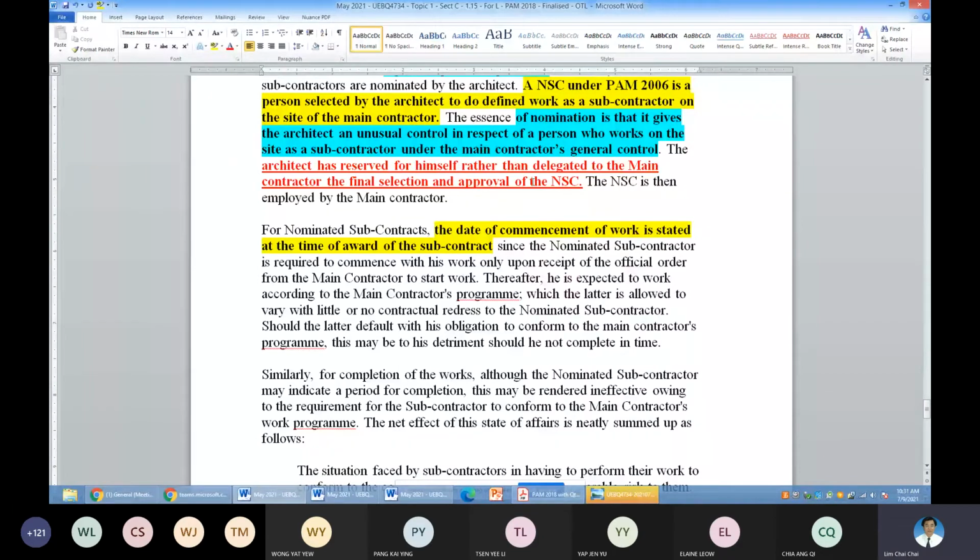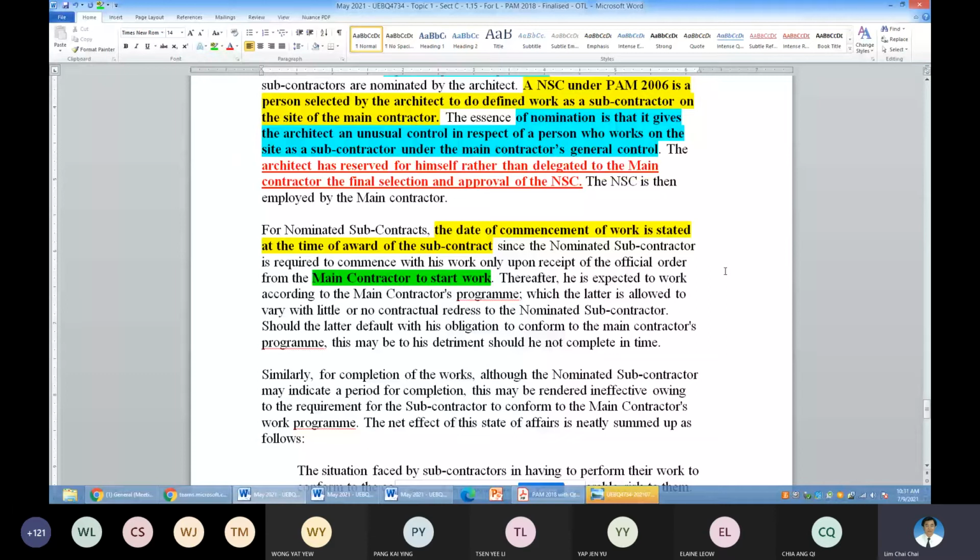Even though there is a commencement date for the NSAs in the subcontract when they negotiate with the employer, once they are packed to the main contractor, the main contractor controls the starting date. So can you imagine how pitiful the NSA is? You plan your work with the date that is discussed with the employer and the consultants, but once you are packed to the main contractor, he will decide when you can start work. Can you imagine that?